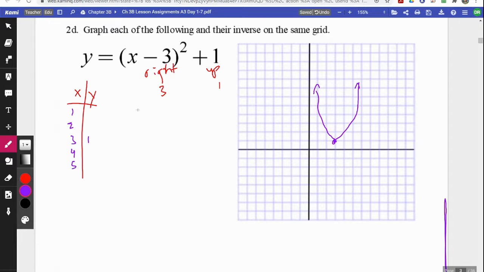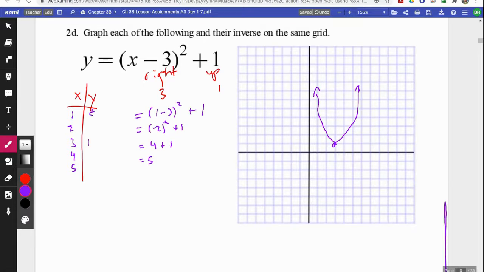We should plug it in just so we get at least a couple where we know the symmetry lies. So we have at least one side of it. This would be 1 minus 3 squared plus 1. 1 minus 3 is -2. Order of operations, we did parentheses, now we're doing exponents. This is 4 plus 1, which is 5. So (1, 5) is right there.